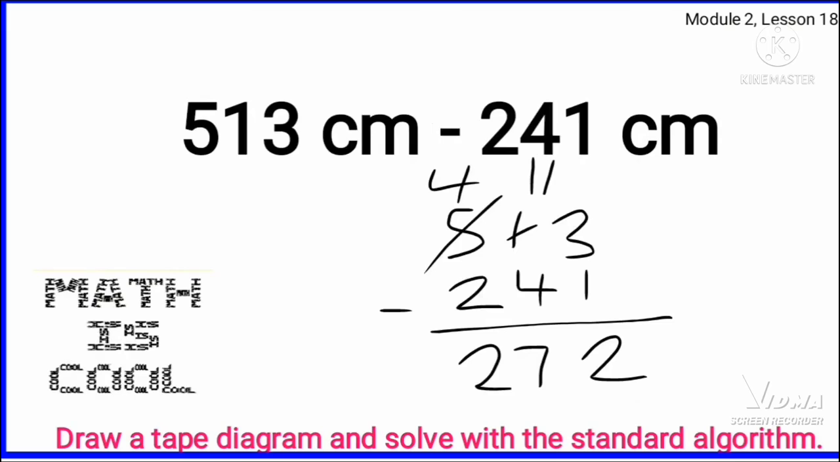Here's this question. 513 centimeters minus 241 centimeters. I solved this with the standard algorithm, the vertical way. 513 minus 241. 3 minus 1 is 2. But I cannot remove 4 from 1, so I have to decompose 100 so that I have 11 tens minus 4 tens, which is 7 tens. And 400 minus 200 is 200. My answer is 272 centimeters.